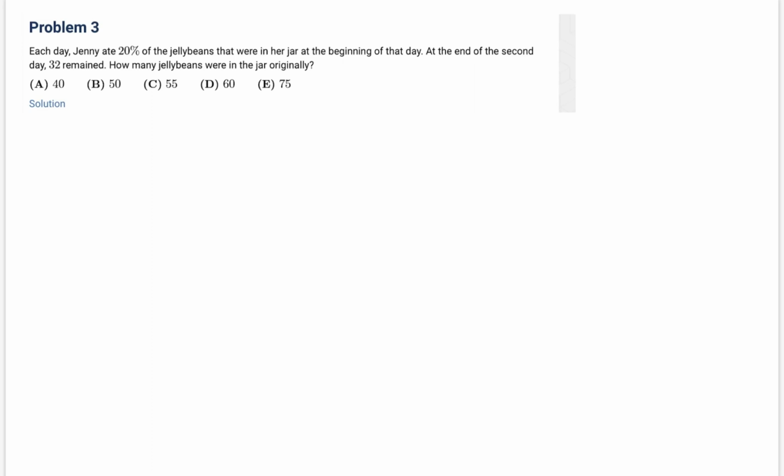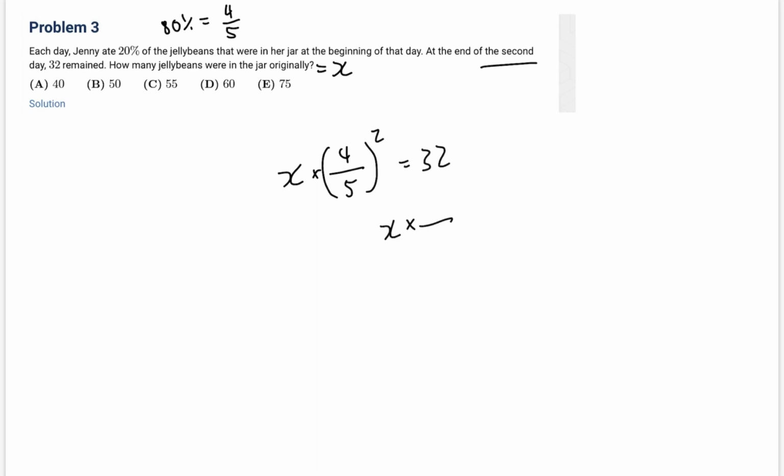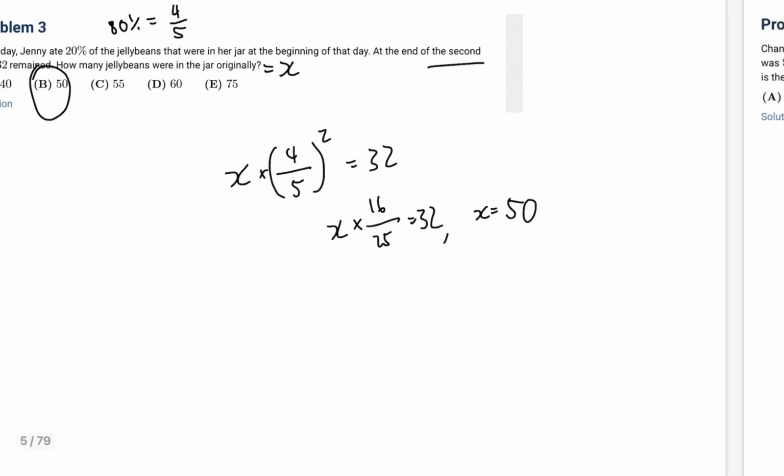Problem number 3. Jenny ate 20% of the jelly beans, so if she ate 20%, she would have 80% left, right? This is 4 over 5. So second day, we have 4 over 5 squared, right? So if there are x originally, then x times 4 over 5 squared equals 32. So x times 16 over 25 is 32, and x is 50. Therefore, 50 jelly beans is B.